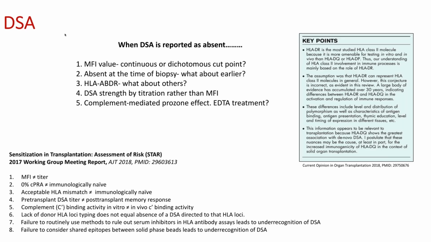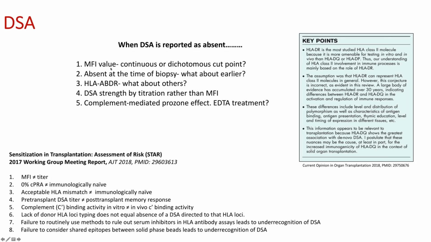What is positivity? What is negativity? When do you call something positive? What is an MFI value? What is the strength of the DSA? Those things. So when DSA is reported as absent, what does it mean? So we simply say, okay, I'm suspecting antibody-mediated rejection. Let me send DSA to the lab. DSA is reported as negative. We don't communicate with the lab. Just like any other lab findings, we simply go by that, okay, DSA is absent. What does this absence mean?